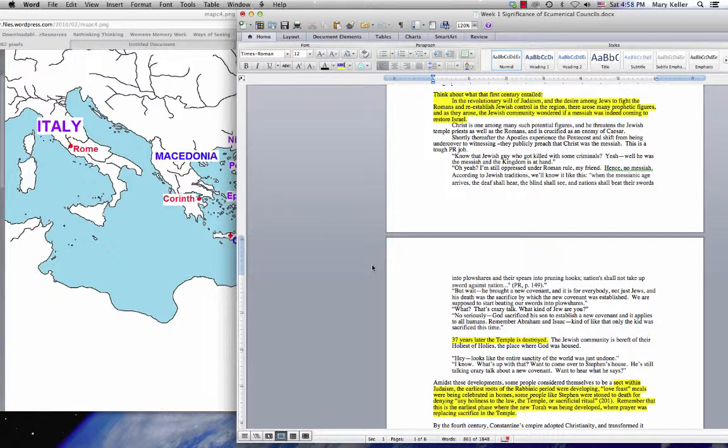Yeah, like what's up with that? Let's go over to Stephen's house. He's still talking crazy talk about a new covenant. Want to go hear what he says?